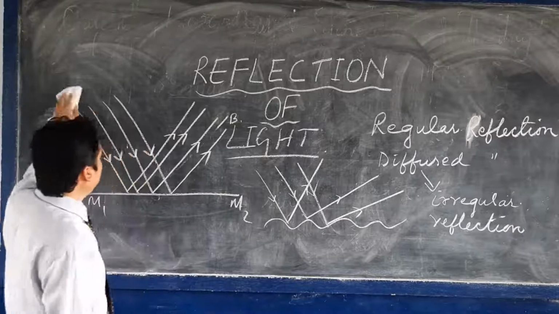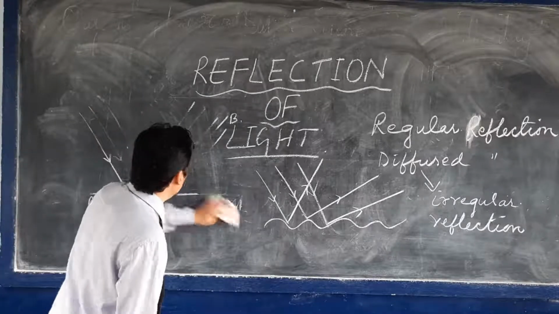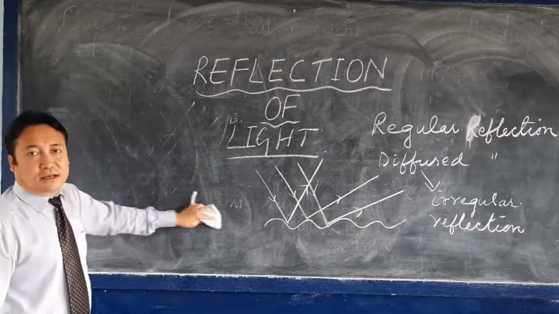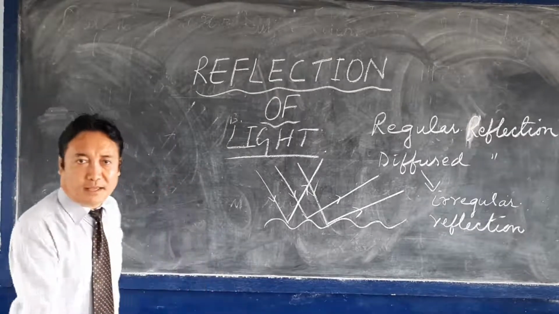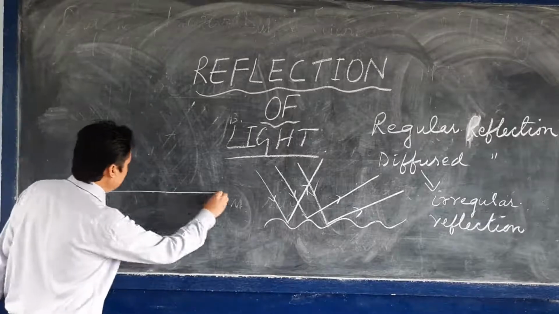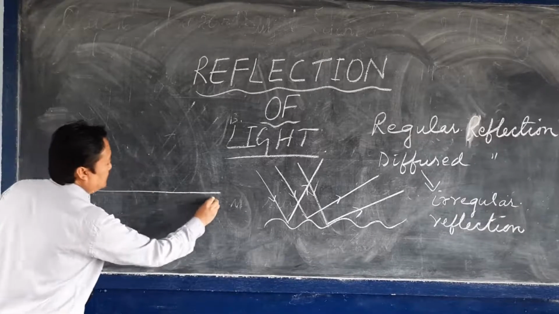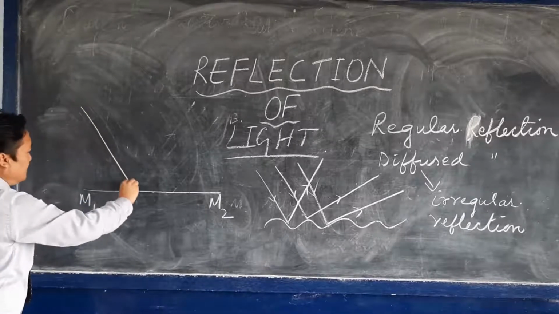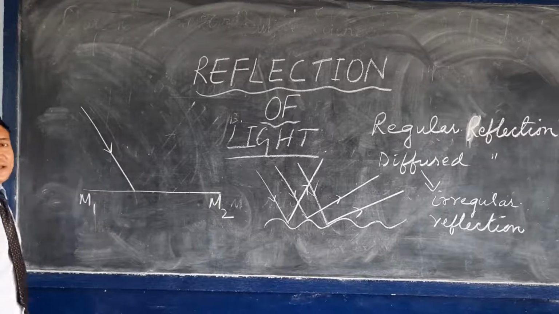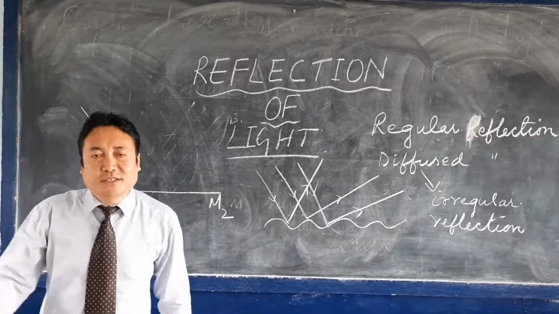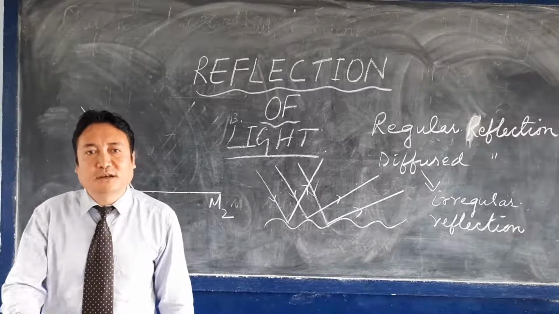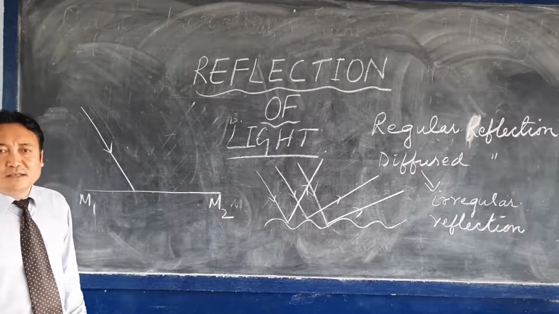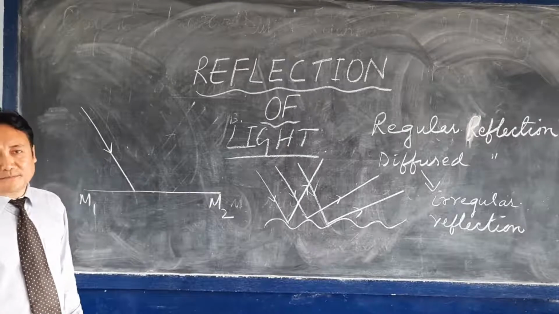Now let us come to the next point. The terms related with the reflection. Number one, so this is the reflecting surface. First one is the incident ray. The ray of light which strikes the reflecting surface is called the incident ray.